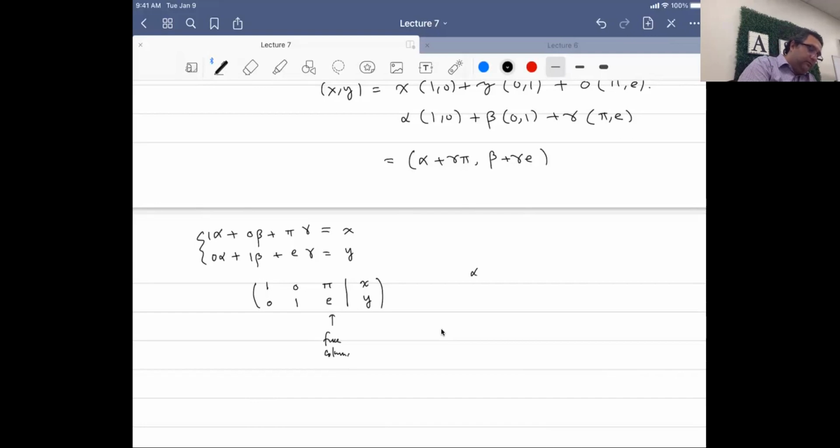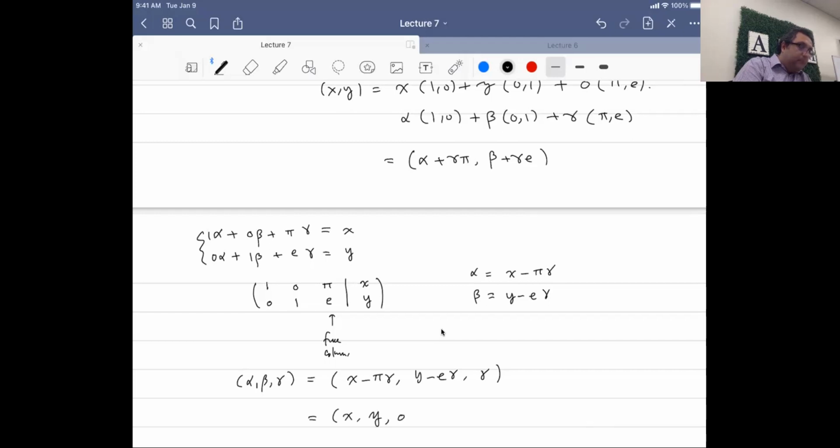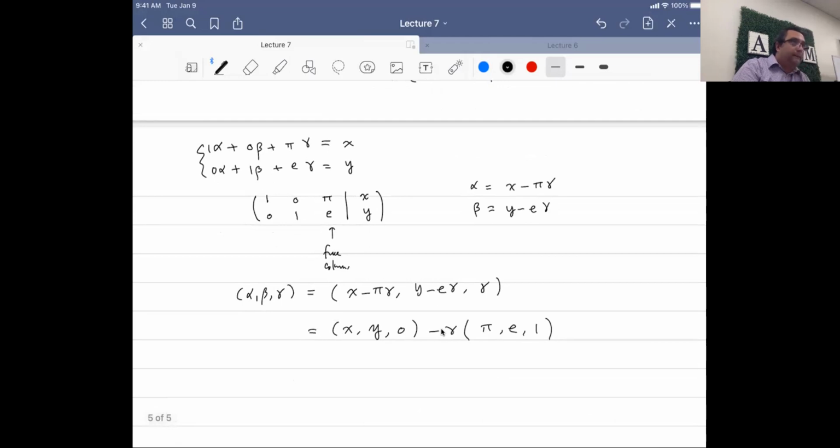Alpha equals x minus pi gamma, and beta equals y minus e gamma, and gamma is any real number. So what are the solutions? Alpha, beta, gamma will be x minus pi gamma, y minus e gamma, and gamma. If I'm taking gamma as the real parameter here, I can pull the gamma out: (x, y, 0) minus gamma times (pi, e, 1).